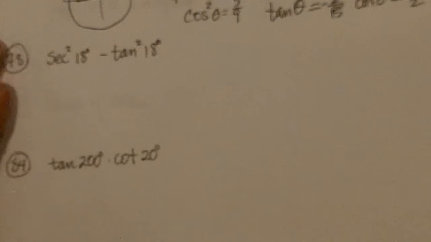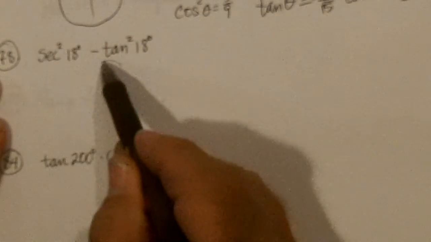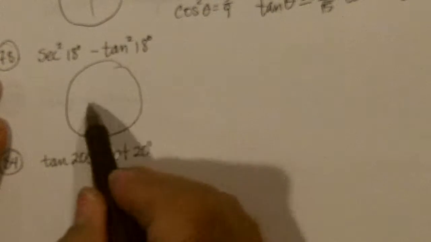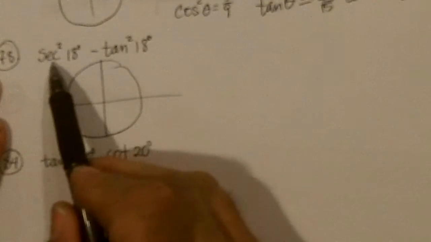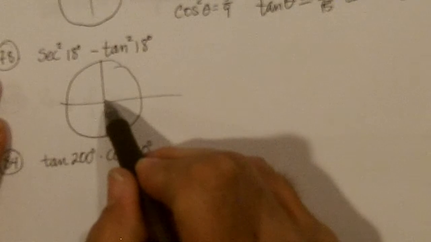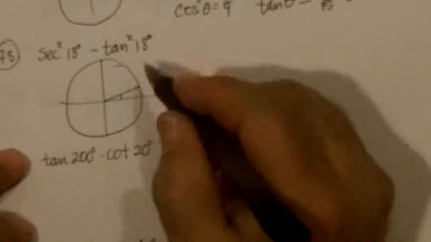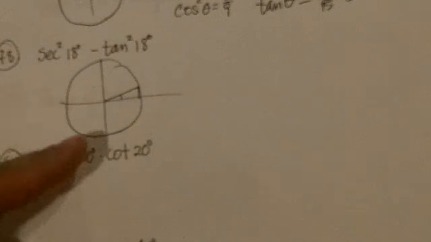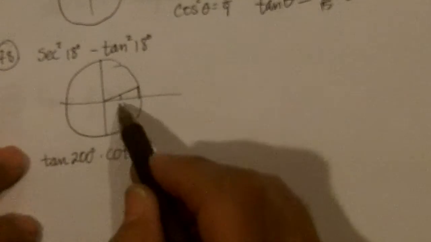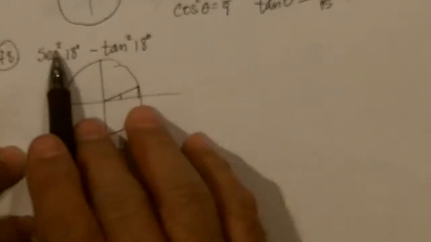Okay, now 78, a little bit tricky. So on the unit circle, it says, think about the secant of 18 degrees and the tangent of 18. Well, 18 is a pretty small angle. Now, I don't know what to think about for the sizes here on secant and tangent, but there was something about secant squared and tangent squared.